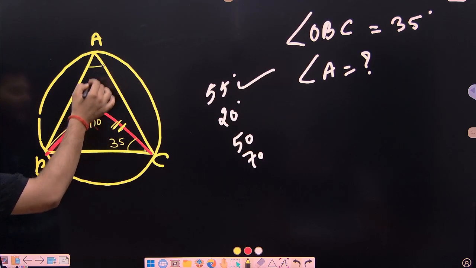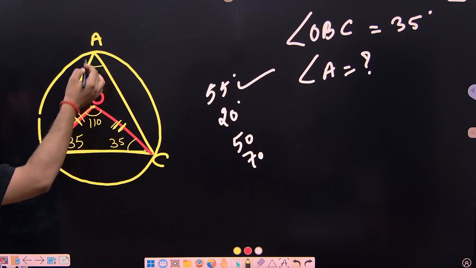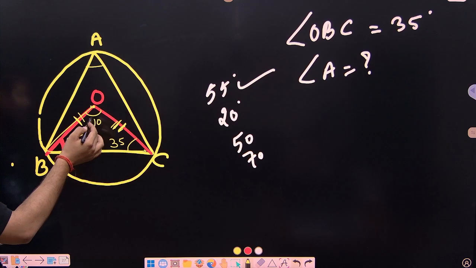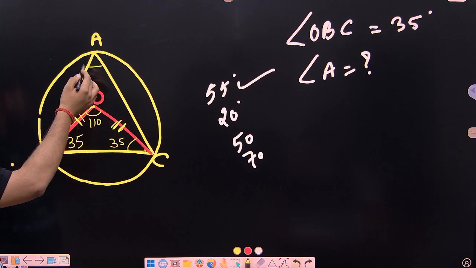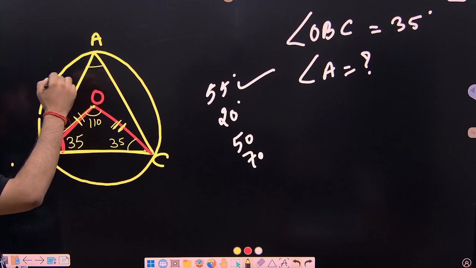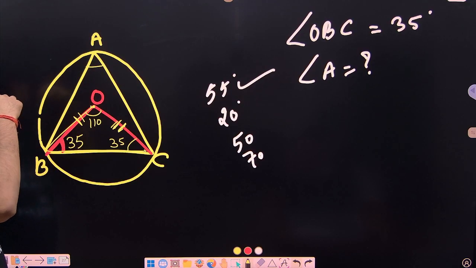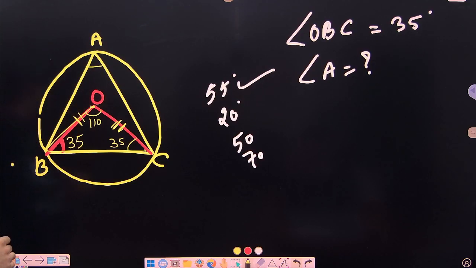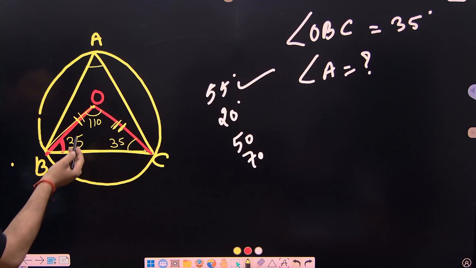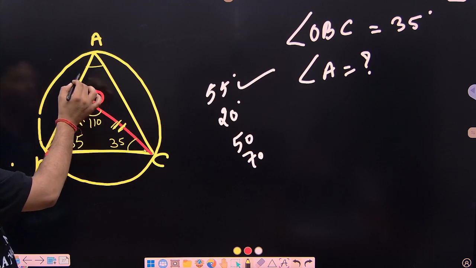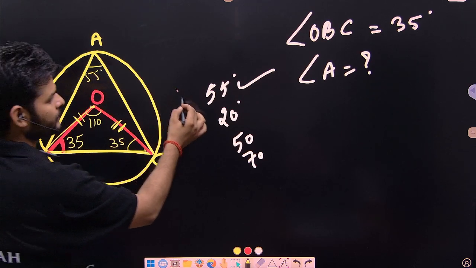And this is half of this one, or this is 2 times of this one. So this is at center and this is at circumference. The angle which is drawn at circumference is just half of the angle which is drawn at center, or vice versa is also true. So if it is 110, that would be just half, so it would be 55.